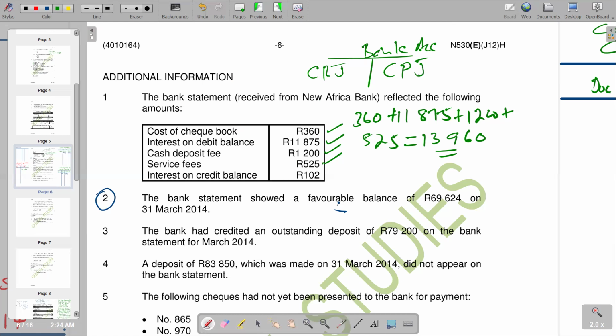They are appearing on the bank statement, but they are not there in our ledger. So we need to update them in our ledger. So we put them under the cash payments journal where they are supposed to be. We have 13,960, so we look for the cash payments journal.